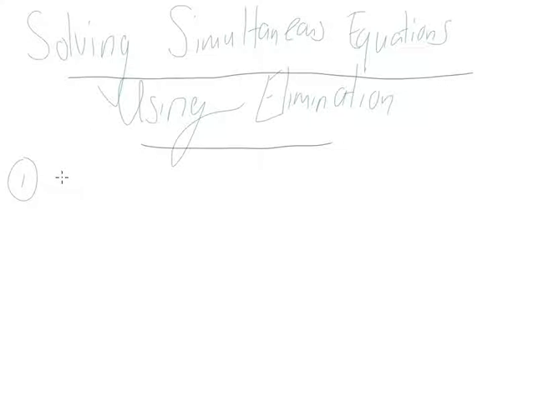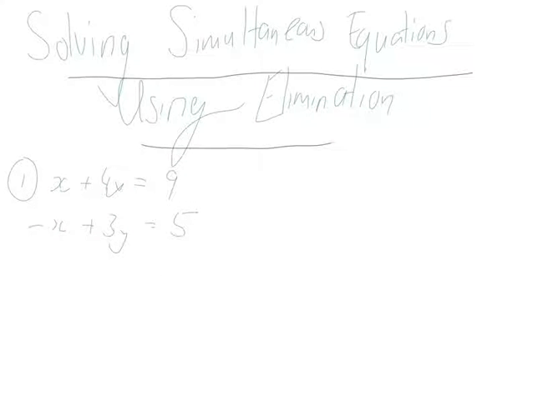Starting off with two simultaneous equations, let's say that x plus 4y is going to equal 9. And we'll say that minus x plus 3y is going to be 5. Okay, and you can probably guess what the solution is in your head.